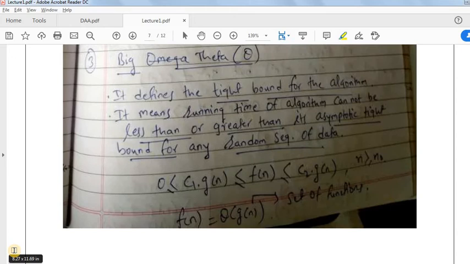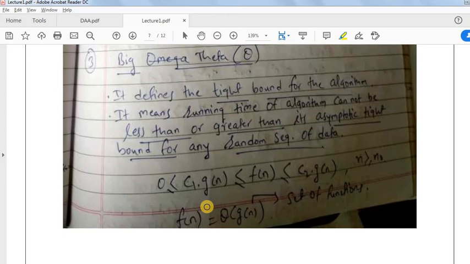Big theta notation defines the tight bound for the algorithm. It means running time of any algorithm cannot be less than or greater than its asymptotic tight bound for any random sequence of data, which means running time of a specific algorithm with a function f of n will always lie between c1 g of n and c2 g of n for values of n greater than or equal to n0. The theta notation is denoted using the symbol f of n is equal to theta g of n.